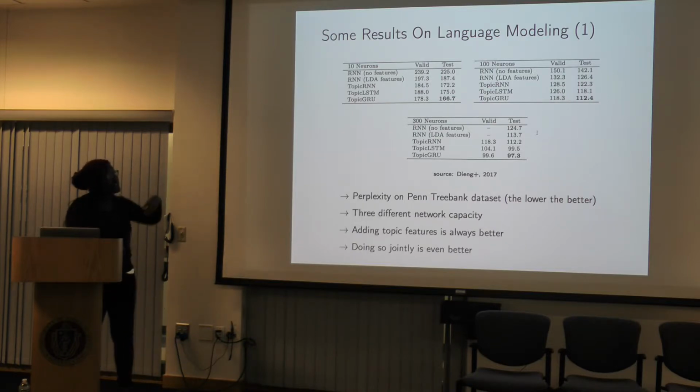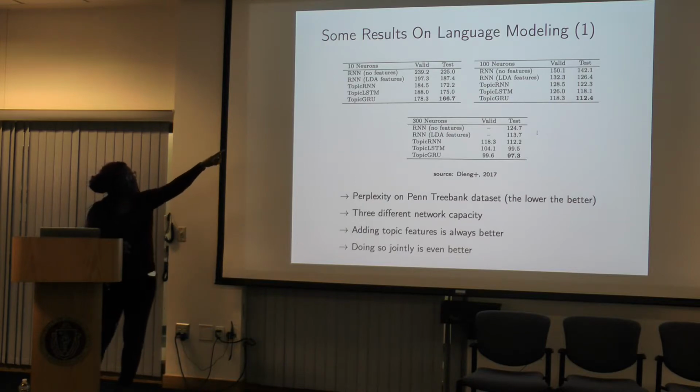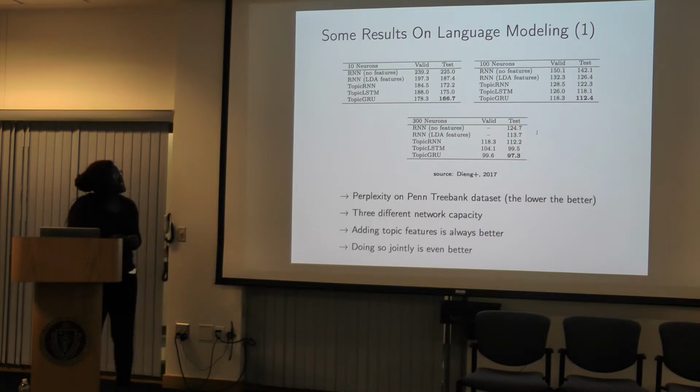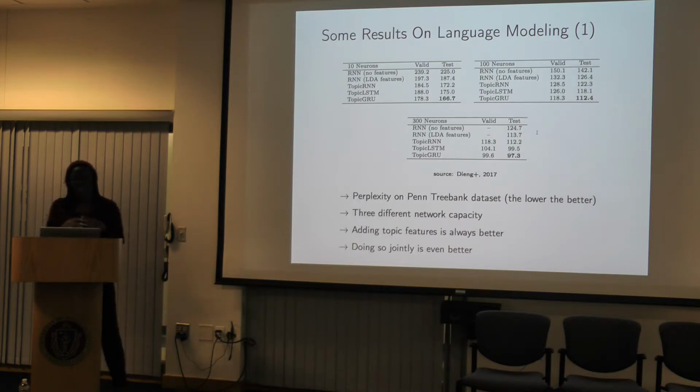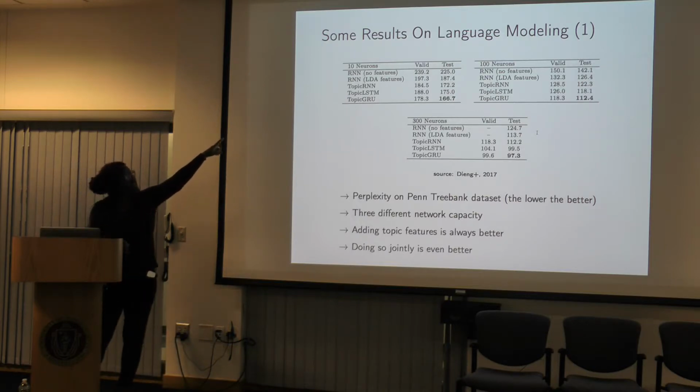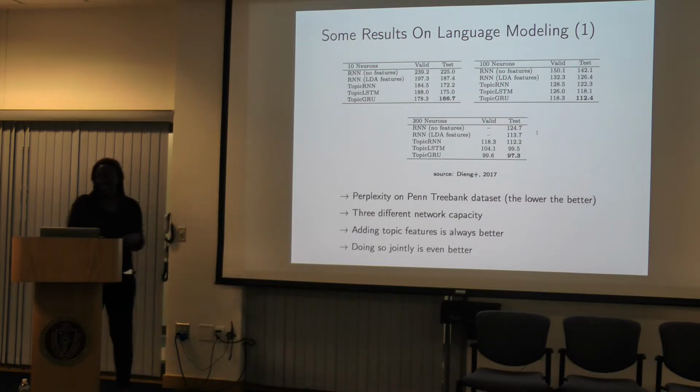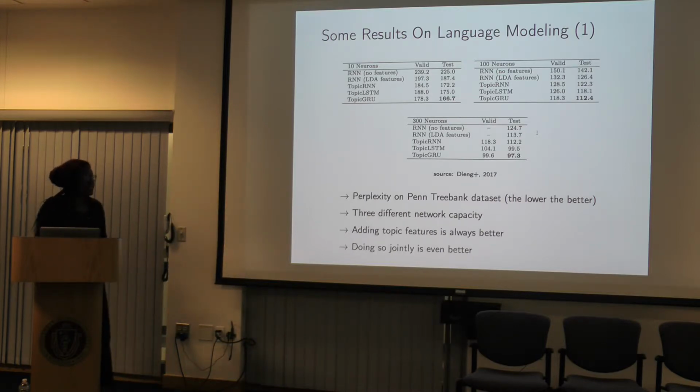And what we can learn from these 3 tables is that, first of all, adding these topic features always helps, and significantly. For example, in the first step, you go from 225 to 187.4. So that's significant. And the second thing we notice is that doing the joint training and taking care of the stop word the way we did helps even more. Because if you compare the second line with all the 3 other lines, you get always significantly better results. Yeah, so this is promising.